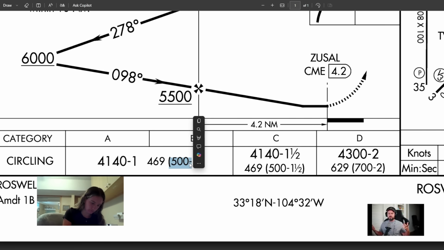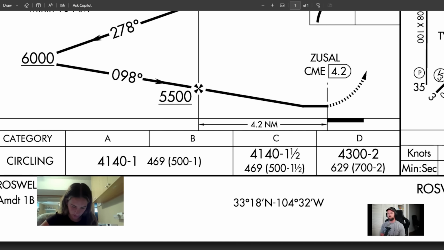So roughly 500 divided by 300 is going to give me ballpark 1.5, right? So 1.5 miles from the pavement is going to be my visual descent point. And I could see based on the ground distance on my chart, 1.5 miles is going to be roughly 2.7 DME from CME. Does that make sense?